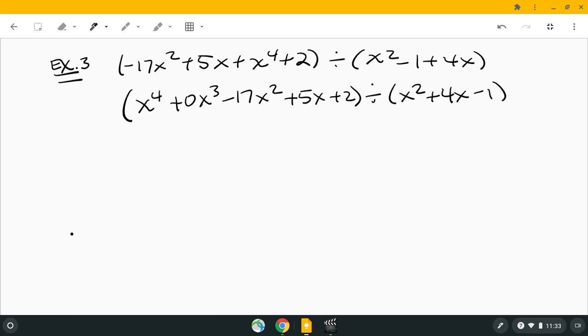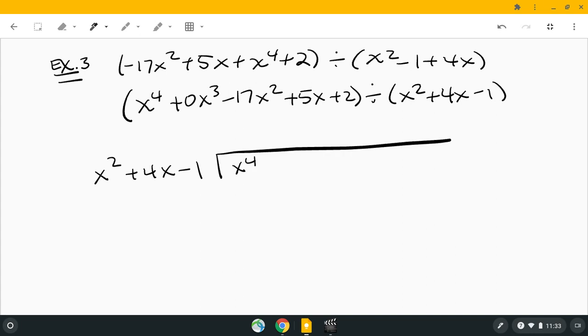So let's go ahead and begin. x squared plus 4x minus 1, and this long polynomial here, x to the 4th plus 0x cubed minus 17x squared plus 5x plus 2. Okay, so it starts the same way. You just have to ignore all of this. Just focus on that first term, x squared times what to make x to the 4th. So that would be x squared.